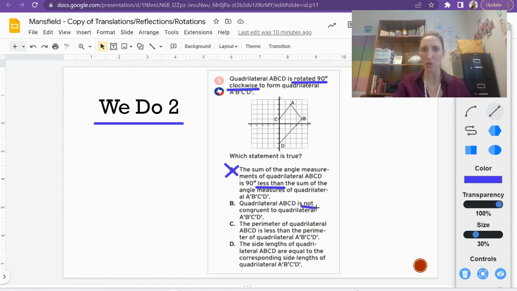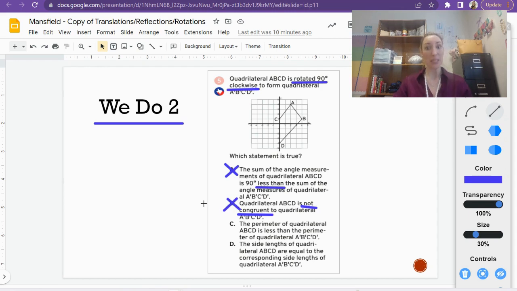Congruent means equal, so not equal. Yes, it is. It's equal. It has the same size. It's just kind of like upside down or sideways. But it's equal. It's the same size. It's the same thing, right? I cannot say that it's not congruent. Yes, it is. So this B is out.